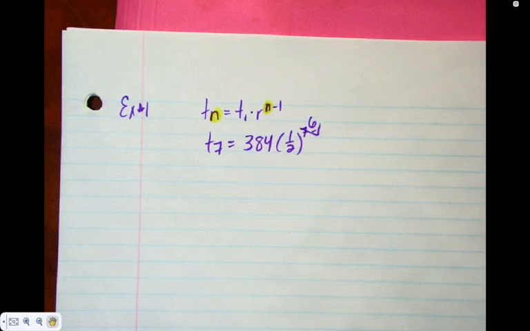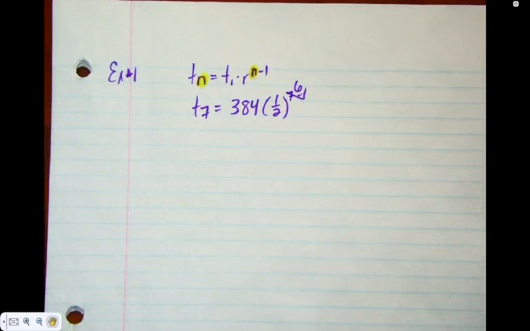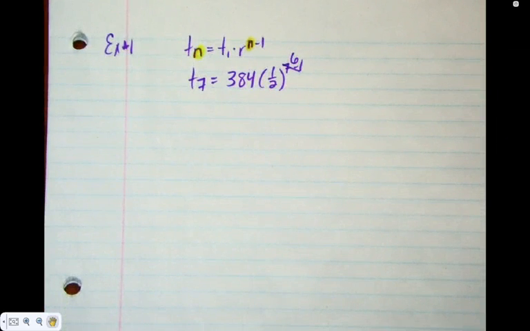This now becomes a calculator question, so grab your calculator. The thing I really like about your calculator is that you type things pretty much the way that you see them. So it's not like you have to worry what goes front, what goes back, like regular scientific. This is straight up what you see. So you're going to type 384. You're going to open a bracket. You're going to do 1 divided by 2. You're going to close a bracket.